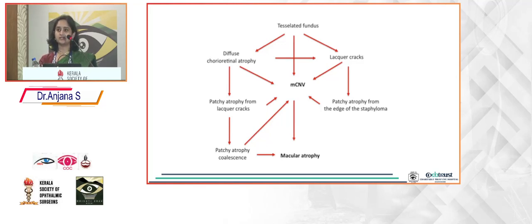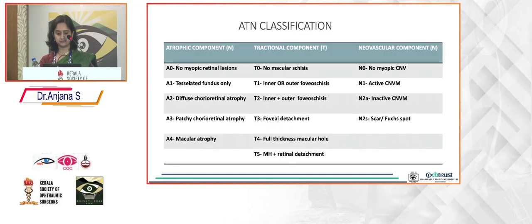The sequelae of events are projected in a single slide. Basically, sometimes if the eyeball is not elongating anymore, the tessellated fundus remains like that, and progression can be either in the form of lacquer crack at the macula, which can then give rise to myopic CNVM, and this can later go to atrophy or scarring. Diffuse choroidal atrophy can sometimes further progress and lead to patchy atrophy, which can then coalesce and give rise to macular atrophy, or straight away from the diffuse atrophy a macular CNVM, later on leading to atrophy. Lacquer cracks can also directly be a source of macular CNVM.